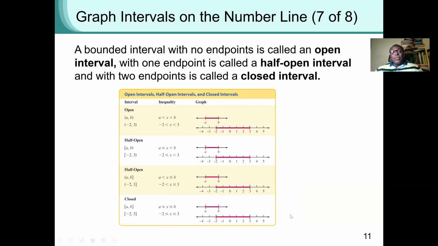We also have the open interval. Here we say a bounded interval with no endpoints is called an open interval. Then one with one endpoint is called a half open interval. One with two endpoints is called a closed interval. So we can see the first example here. It's an open interval. And here also the same thing, negative 2 to 3. So it's an open interval. The same thing, and the same open interval.